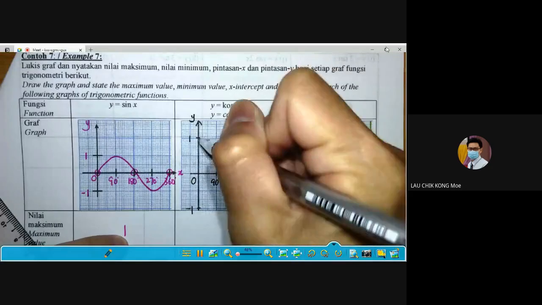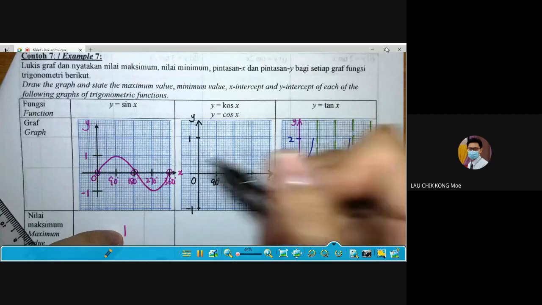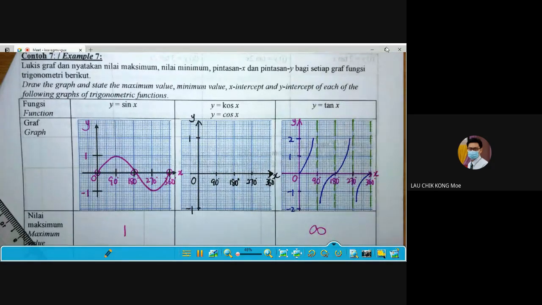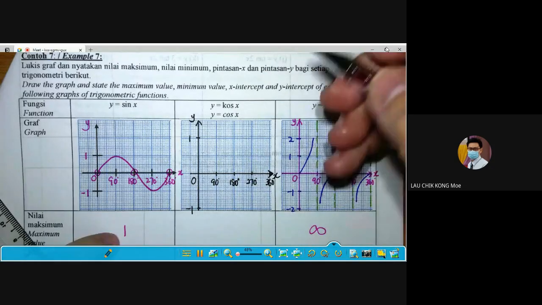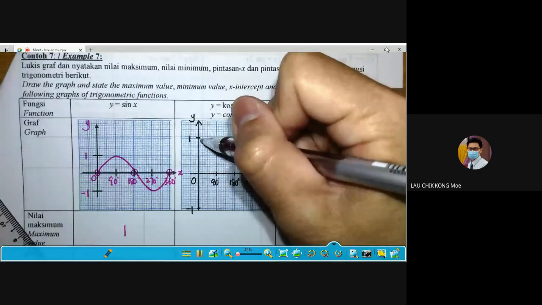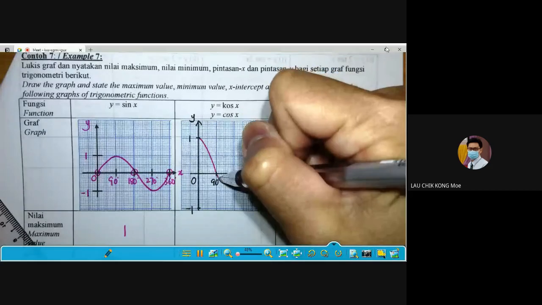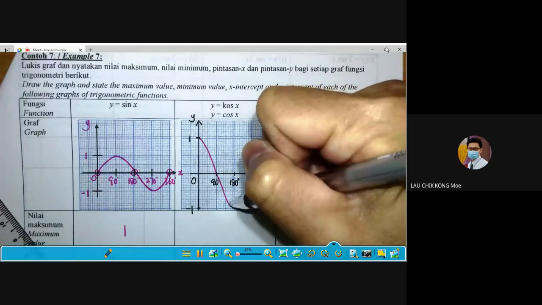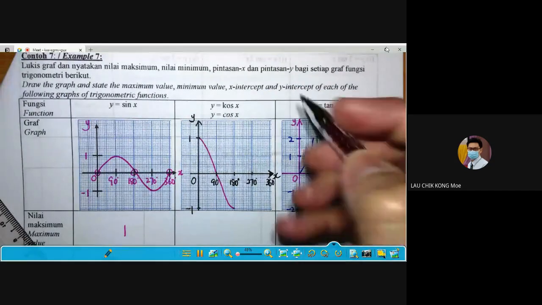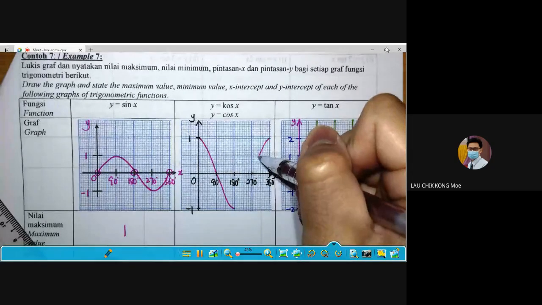Okay, kalau tidak you letak di sini 1 is okay. And if like this, we can refer to the previous page for the cos. We start from 0. Sorry, we start from 1. Sorry, 1 and then going down. Okay, and then until -1. Okay, until -1. And this is a half graph. And then you continue.